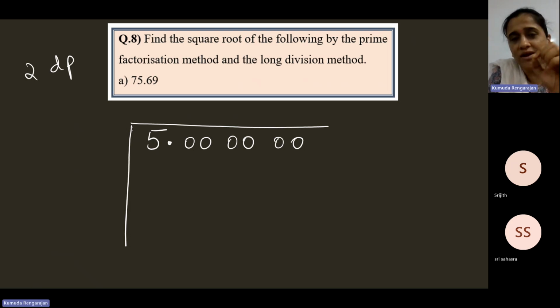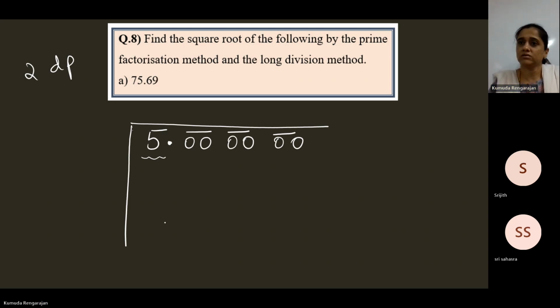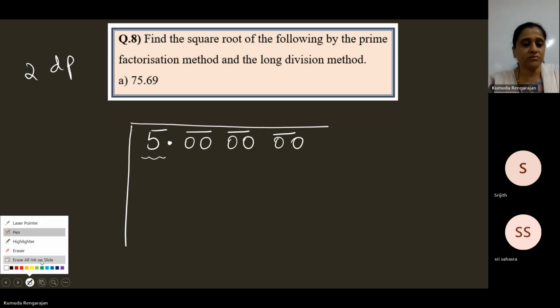So if the question is find up to 2 decimal places, you must have 3 pairs of zeros after the decimal point. One more, like 2 decimal places, 2 plus 1, 3 pairs. So this is the integral part. There's only one digit, so 5. In the decimal part, 0, 0, 0, 0, 0, 0. 2 decimal places, so we have made 3 pairs of zeros. Okay. So this will be seen ahead.